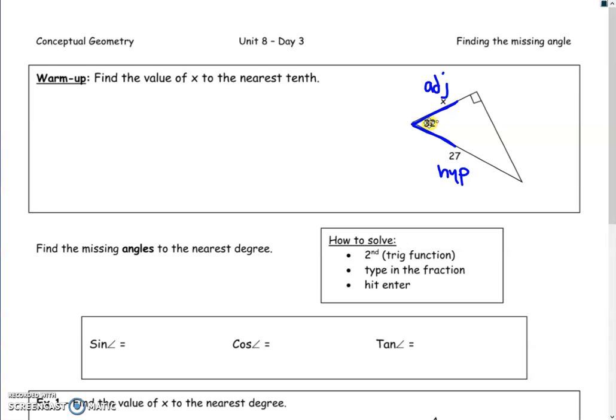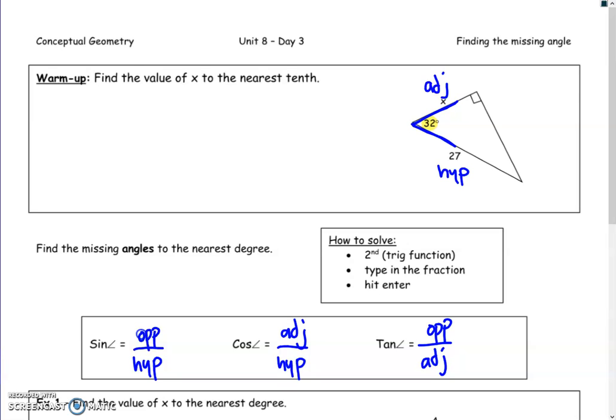Let's take a quick second to review our three trig functions. We're going to need those today anyway. So down below a little bit, sine of the angle is equal to the opposite side over the hypotenuse. Cosine of the angle is equal to the adjacent side over the hypotenuse. And tangent of the angle is equal to the opposite side over the adjacent side.